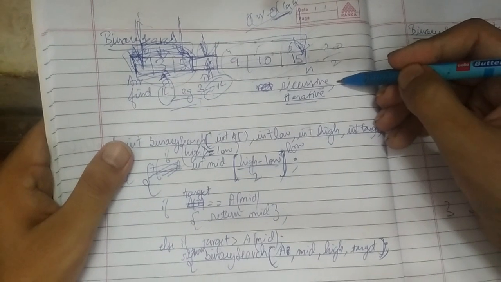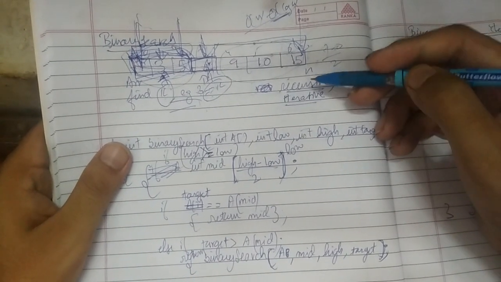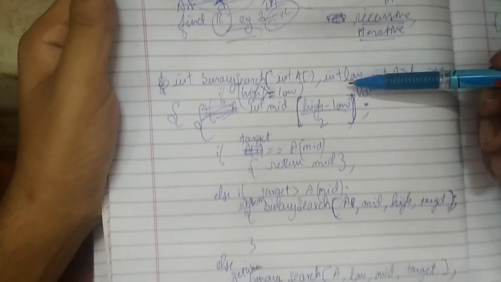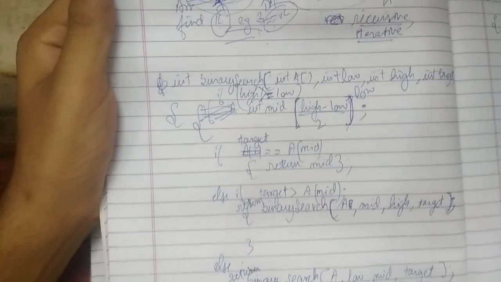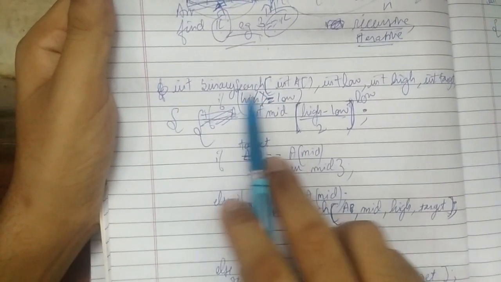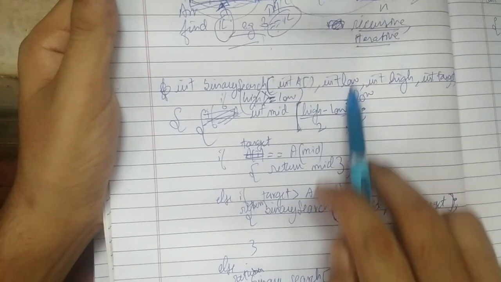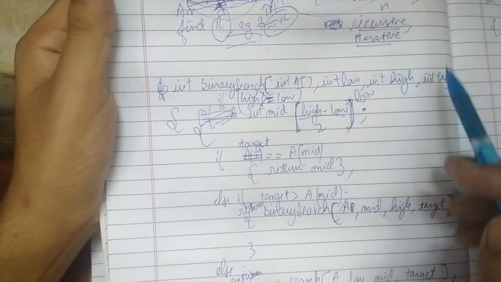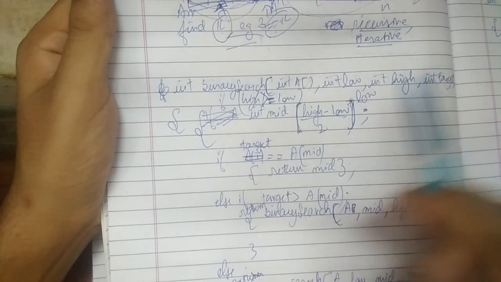So now there are two ways of solving a question, two ways of doing binary search. One is recursive, one is iterative. Let's see the code for the recursive algorithm. So in binary search, we have the name of the array, low, high, and target. The lower index, the higher index, and the target that we need to find.